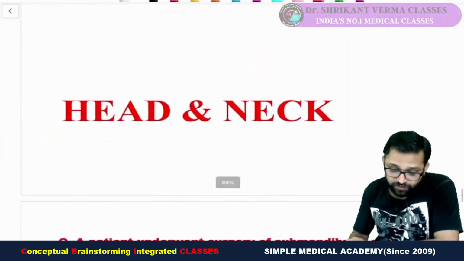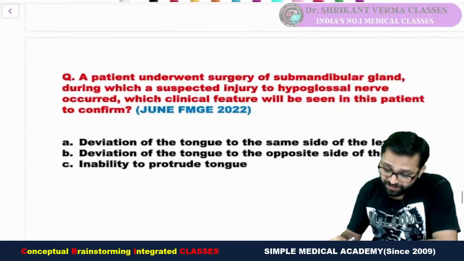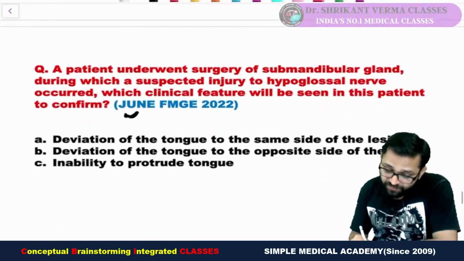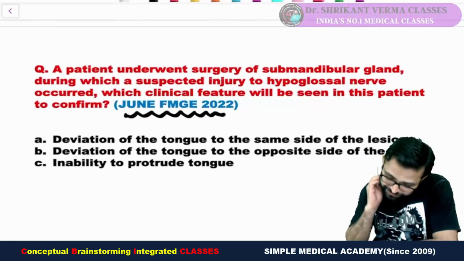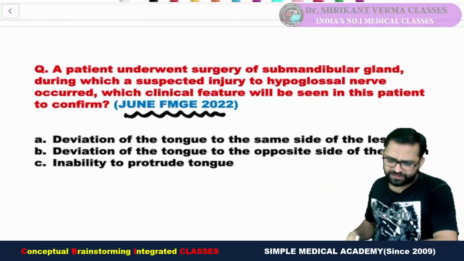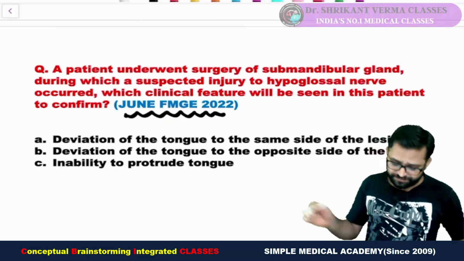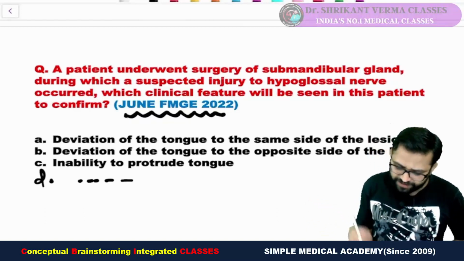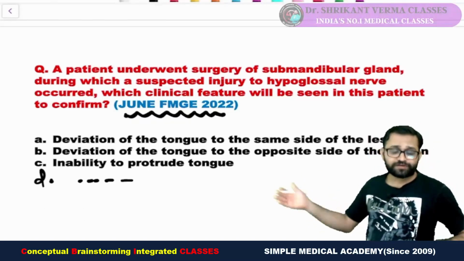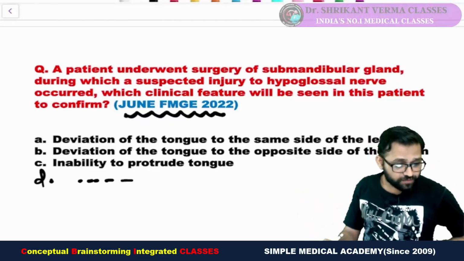Now we are going to talk about our head and neck session. Can you see here, head and neck session FMGE 2022? The options are not complete, but see here, it is incomplete. You can tell me what the option is.